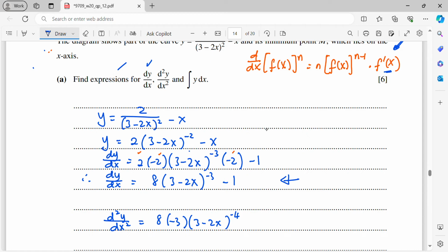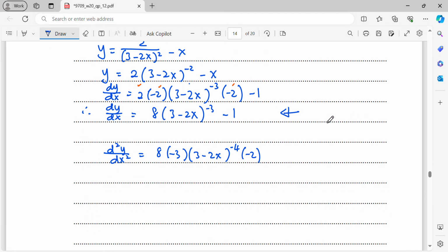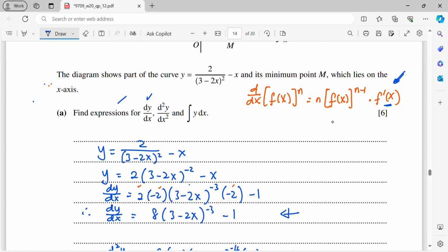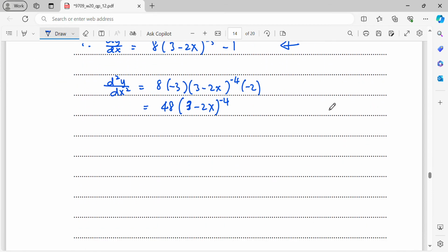So when you differentiate the bracket, 3 becomes 0, minus 2x is minus 2. Last term, differentiate minus 1, it will be 0 because this is a constant. So then 8 times minus 3 times minus 2, you will be getting 48. Then (3 minus 2x) to the power of negative 4.